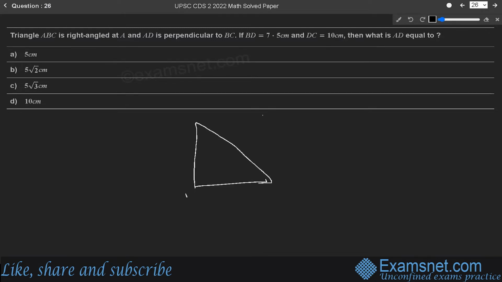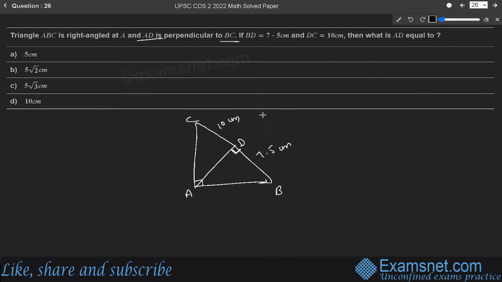It is right angled at A. So let this be B and let this be C. Further, AD is a perpendicular to BC. Okay, so AD is a perpendicular to BC. This is also 90 degree. And the values are given, which is BD is equal to 7.5 centimeter and DC is equal to 10 centimeter. Then what is AD equal to?